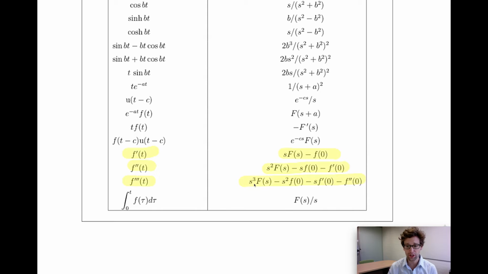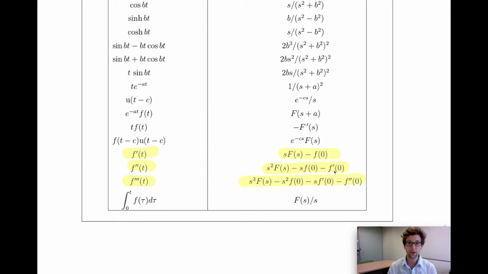But in addition to this, we also get information about the initial conditions of our function. So you can see here I've got the Laplace transform of the first derivative becomes s times big F of s minus f at 0. The Laplace transform of the second derivative becomes s squared F of s minus s times the value of f at 0 minus f prime at 0.